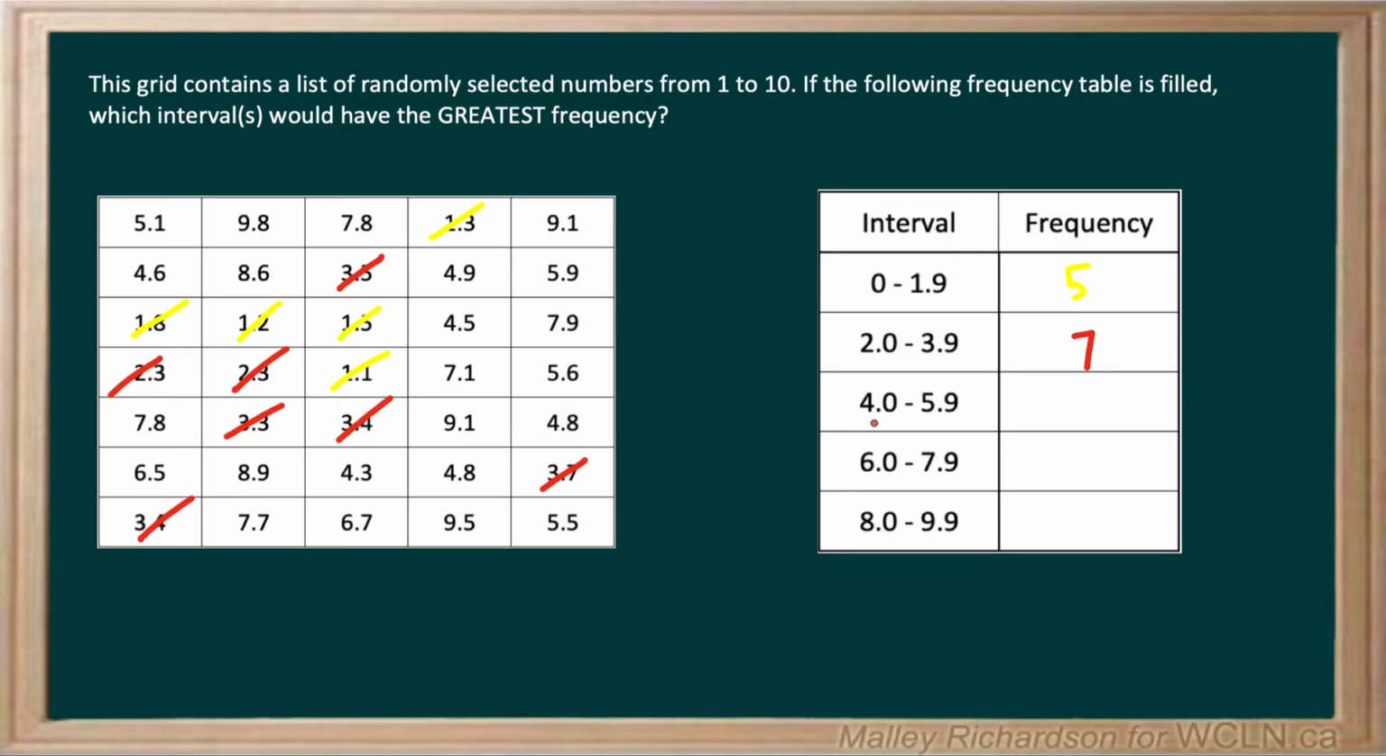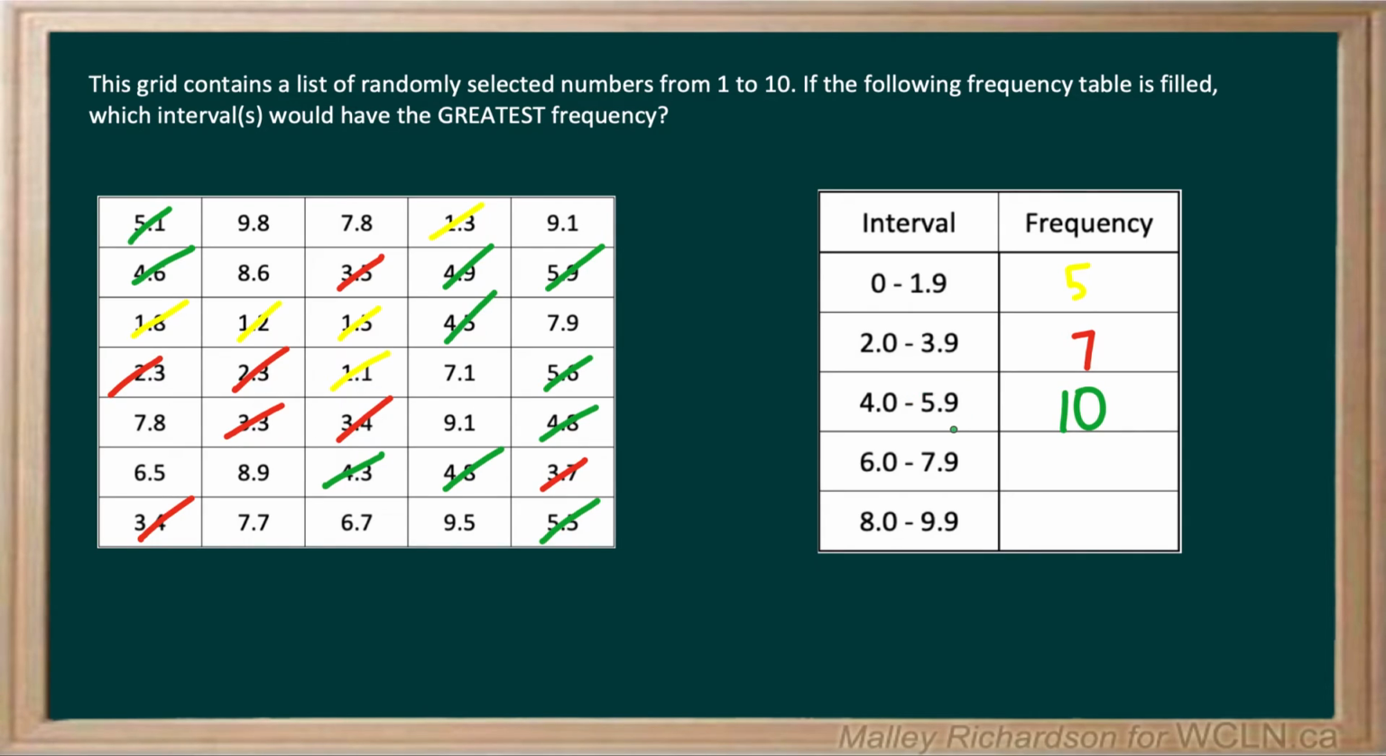Our next interval is 4.0 to 5.9. So now let's use green and find all the numbers between this interval. We have 5.1, we have 4.6, 4.9, 5.9, 4.5, then 5.6, 4.8, 4.3, 4.8, and finally 5.5. And if we count all these numbers within this interval, we get a frequency of 10.